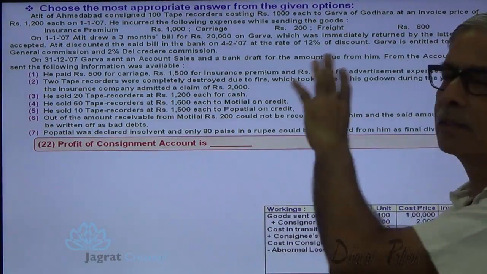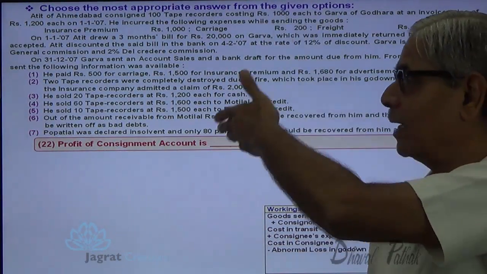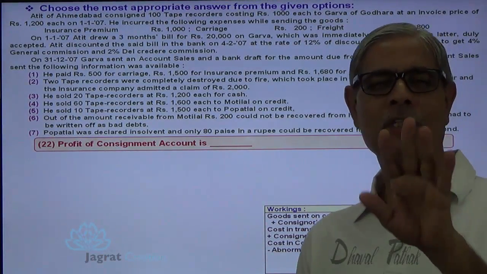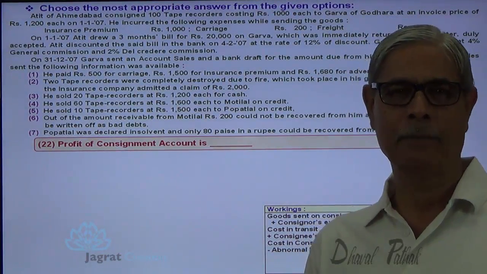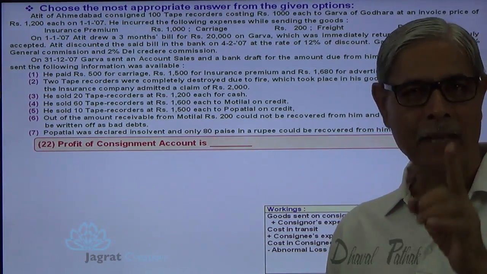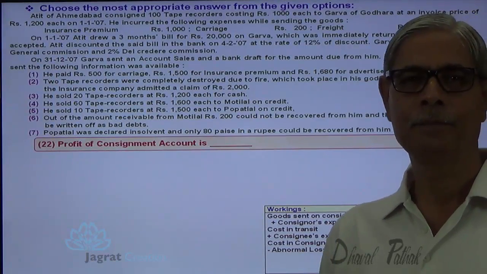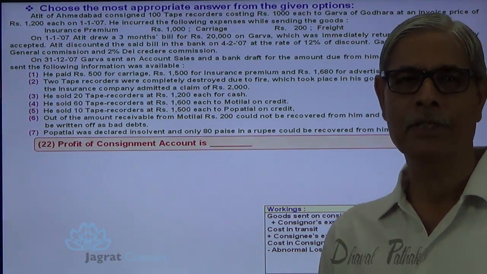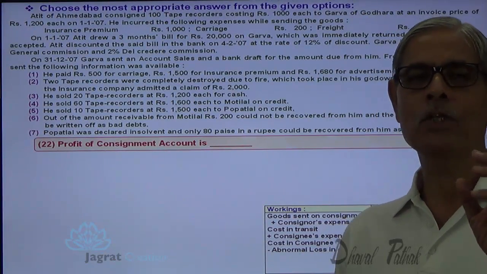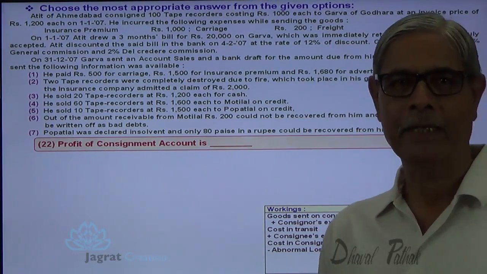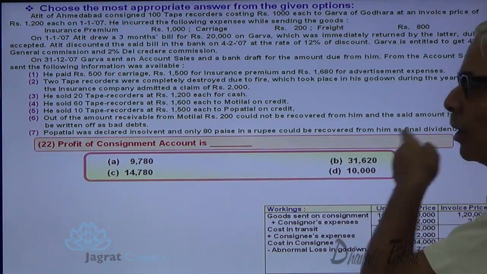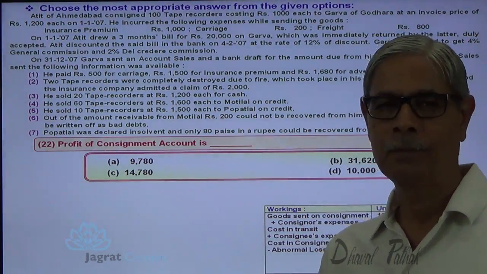Profit on consignment account. This entire sum is given to you, and you are asked the profit on consignment account. It is easy to find out. Sales proceeds, minus expenses incurred for selling and commission, are to be deducted therefrom. Then the percentage of goods sold will be deducted. So these are the various options given to you for the profit on consignment activity.